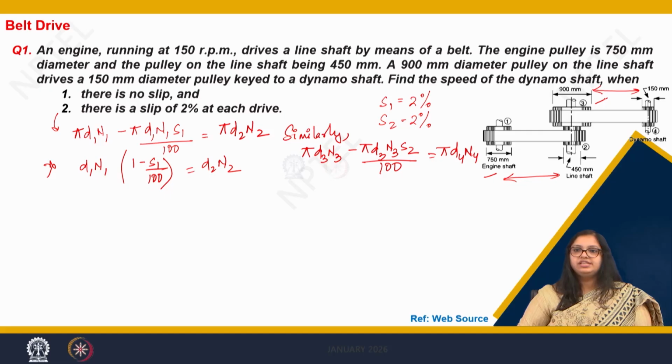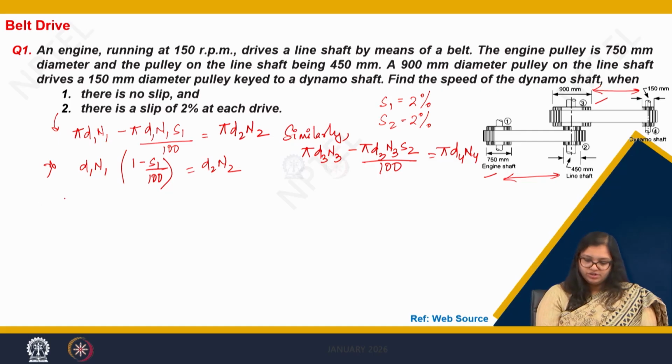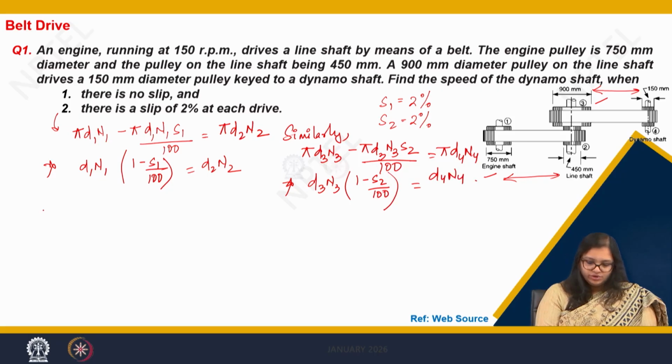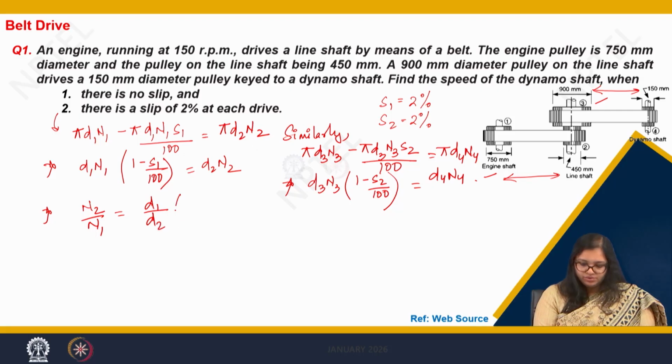That there is a slippage at this pulley, that is on the line shaft, when the power is getting transmitted from your line shaft to your dynamo shaft. So, now we can directly write the equation as d3 n3 (1 minus S2 by 100) is equal to d4 n4. So, this side it gives us the final equation as n2 by n1 is equal to d1 by d2 (1 minus S1 by 100).